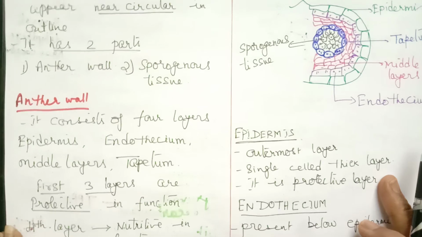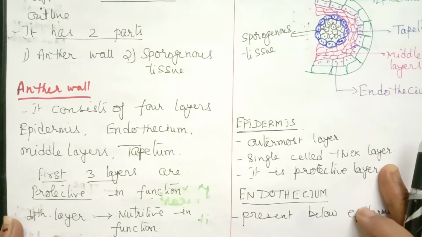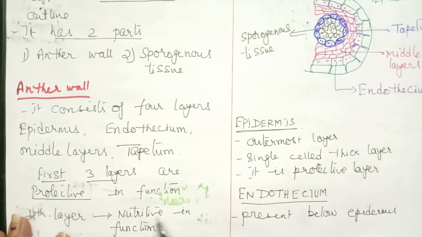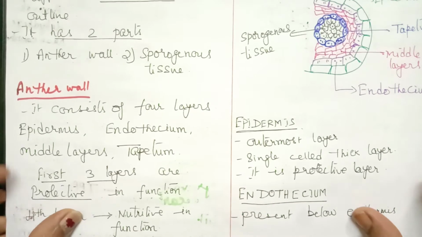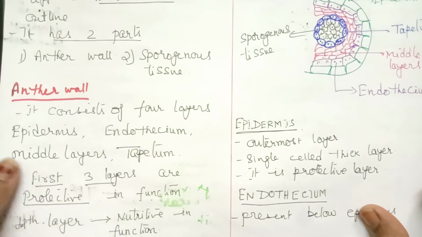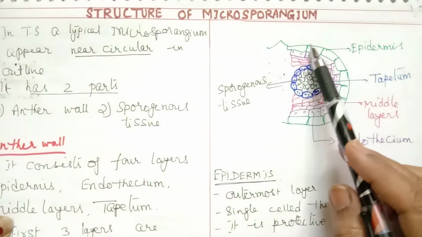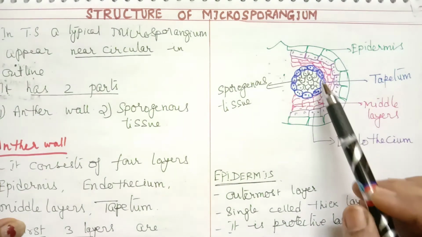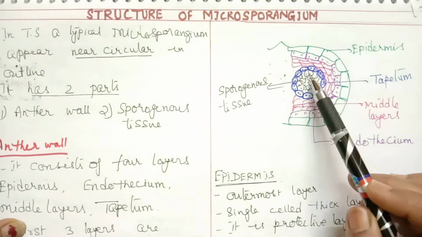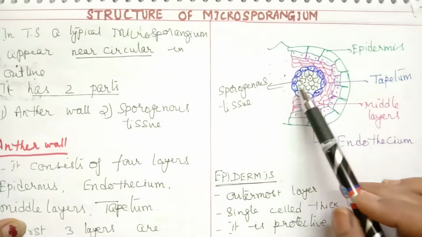They are protective in function, and the 4th layer, that is tapetum, is nutritive in function. It provides nutrition. So all 4 layers together form the anther wall, and inside the anther wall, which I have shown, we find the sporogenous tissue.